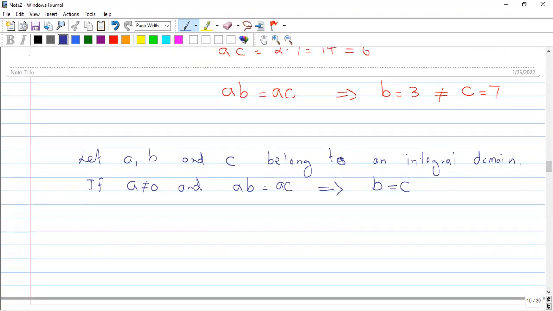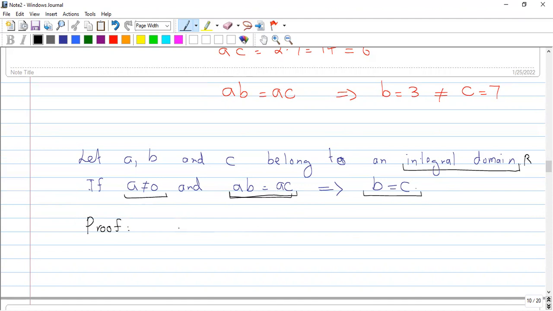So what is the proof? It's not very difficult, because here this is your assumption. So this is your hypothesis. This is your assumption that you are working in an integral domain, and this is your conclusion. So using the hypothesis and the assumption, try to prove the conclusion. And this is also your hypothesis.